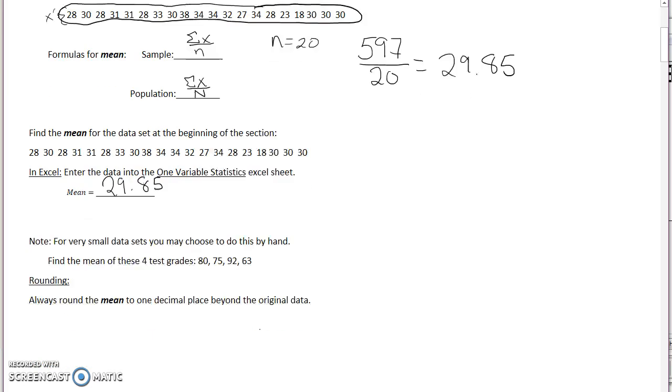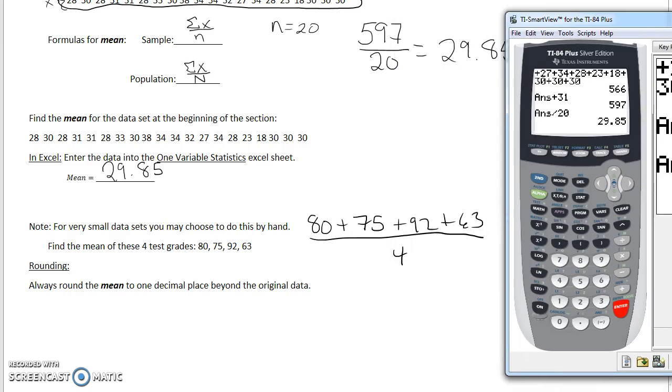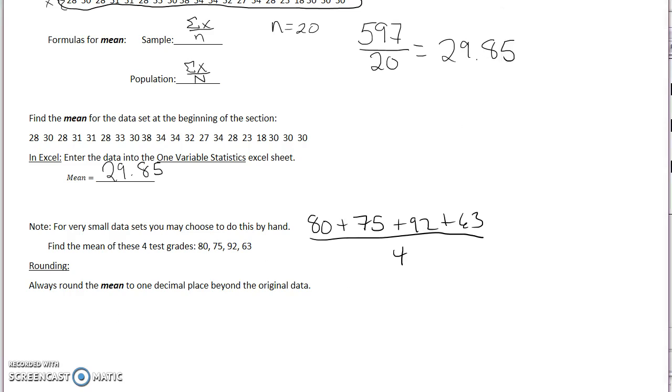Now, would I always want to use the Excel worksheet? Not necessarily. Sometimes, if I just have 4 data values, I might want to add those up and just divide by 4. So for this problem, it would be 80 plus 75 plus 92 plus 63, and then we're going to divide everything we get by 4. And that's what I'm going to do just using my calculator over here. We're going to do 80 plus 75 plus 92 plus 63. Now you want to make sure I don't hit divided by 4 at the end right here. We want to hit enter and then divide that number by 4. And we can find that the average of these 4 test grades is 77.5. So this would be equal to 77.5.